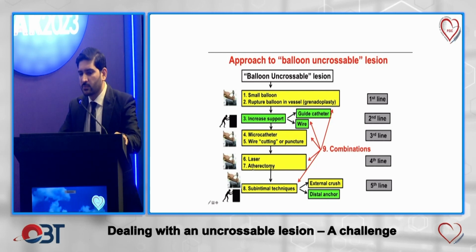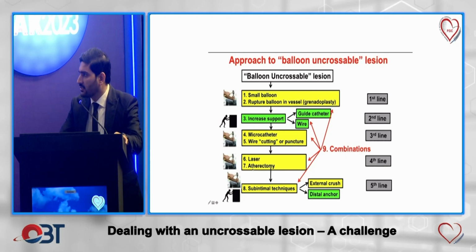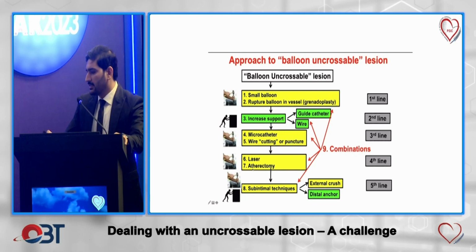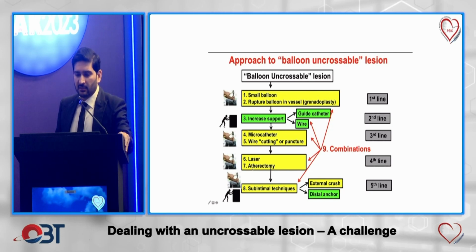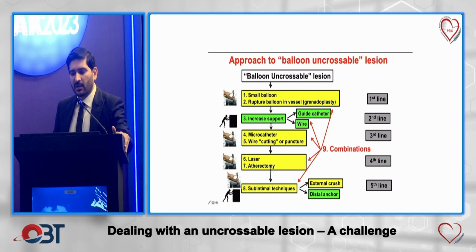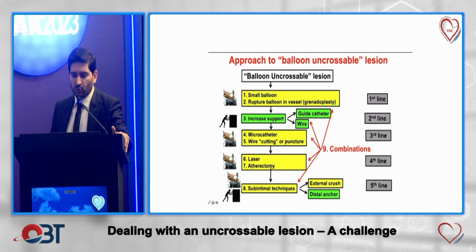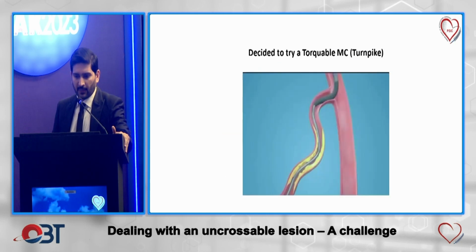First line is to use a small balloon or rupture the balloon in the vessel, which is the granuloplasty. Second line, to increase the support by changing the guiding catheter and the wires. Third line is to use a microcatheter, wire cutting or puncture. Fourth line is the use of laser and atherectomy. Fifth line is the subintimal technique, which includes the external crush or distal anchor.